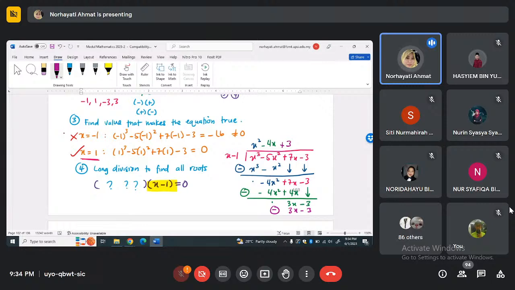So, apa yang dekat dalam bracket ni? Dalam bracket ni ialah x square minus 4x plus 3 times x minus 1 equals to 0. Okay, this is what we get because no remainder. So betul lah, kita dah buat long division and one of the factors of this polynomial is x square minus 4x plus 3. Okay, alright. So, apa kita punya step seterusnya? What is our next step?